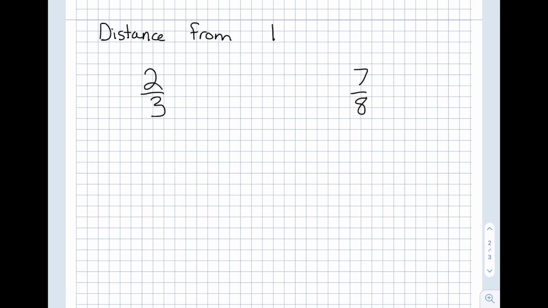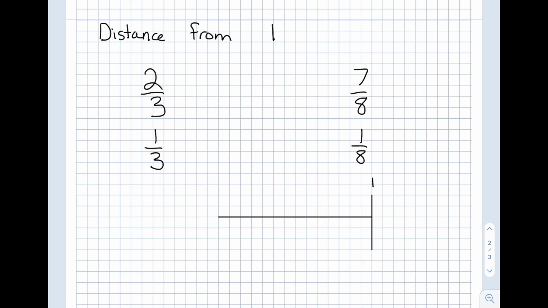The first thing that I think about when I'm going to compare to 1 is how much further do I have to go to get to 1? I'm going to have to go another 1/3 of a unit to get to 1 versus another 1/8 of a unit to get to 1. So when I think about the number line here, and I'm not going to worry about the 0 in this case, I'm just going to think about which of these fractions is going to be further to the right, which is going to be closer to 1.